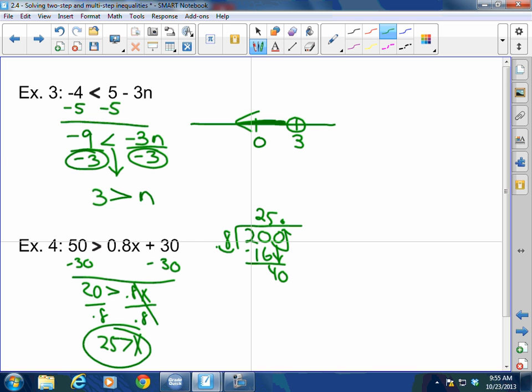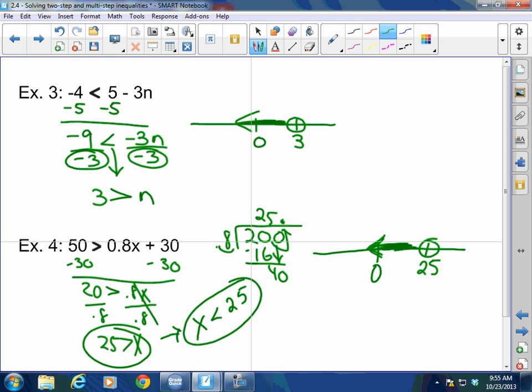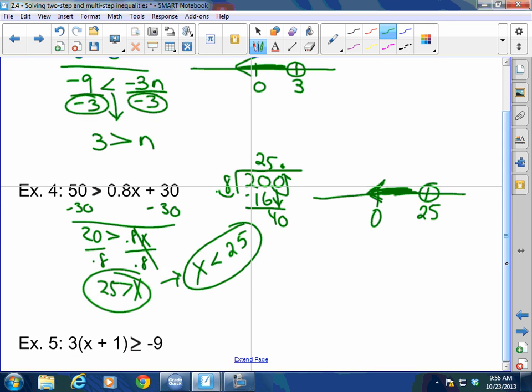Please remember, we're reading from the variable. So x is less than 25. Open circle, less than. Now, if you guys don't like reading it like that, you can rewrite it as 25 is greater than x. Just please be careful. Make sure that you switch the inequality as well there. Keep it the same. Thank you. Does that make sense, boys? Yes. All right. I have another one down there? Yes, I do.